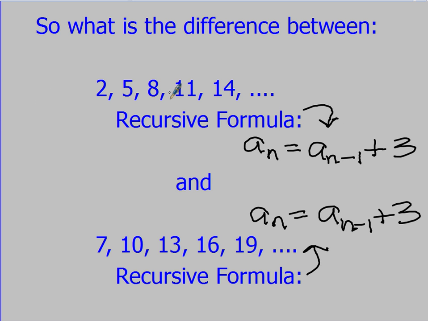So what makes the difference between the first sequence and the second sequence? The initial term. This first sequence has an initial term of 2. It starts at 2. And then we add 3 each time. The second one starts at 7. And we add 3 each time to get from one term to the next. That's why both parts of the recursive formula are so very important. Don't forget to include them both.